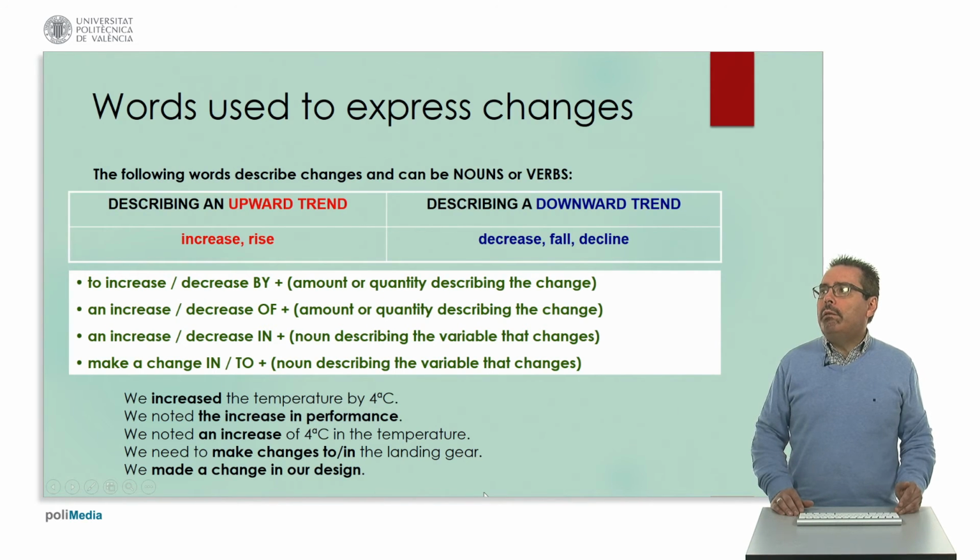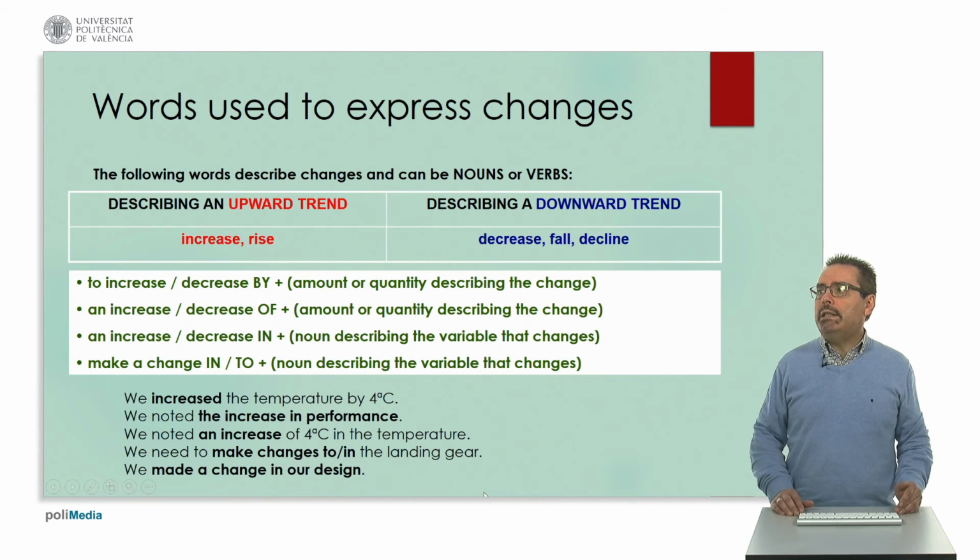Normally, the following words and expressions can describe changes and can be nouns or verbs. The most typical ones for an upward trend are increase or rise. And to describe a downward trend, we have decrease, fall, or decline. Here we have some structures that we can use with these words and verbs.